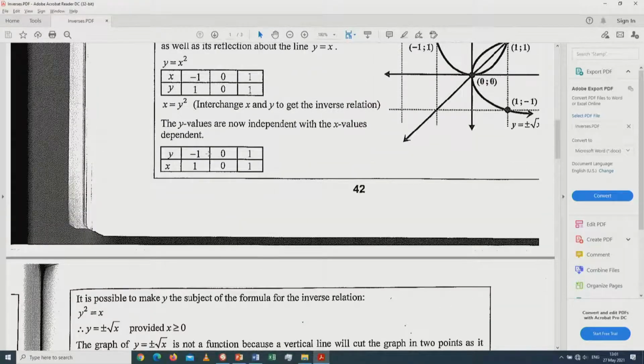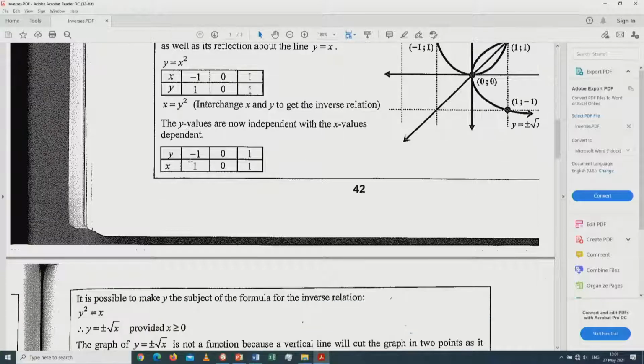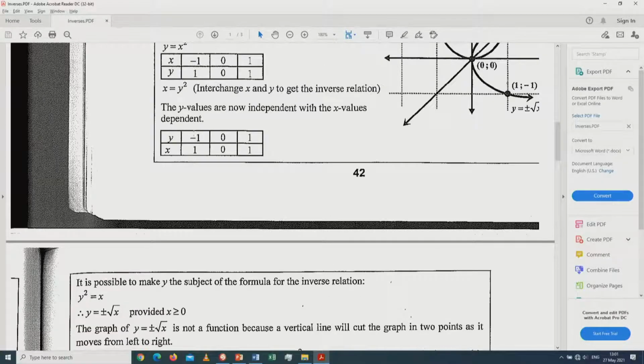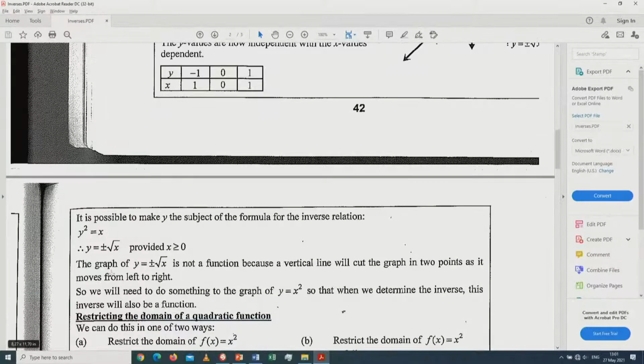Remember, I said the graph that was given to us is y equals x squared. If you swap, x is equal to y squared. Now, if x is equal to y squared, we need to make y the subject of the formula. Y squared is equal to x, so we need to get rid of the square. How do we eliminate a square? We eliminate a square by introducing the square root, the radical sign. Therefore, y is equal to plus or minus the square root of x.